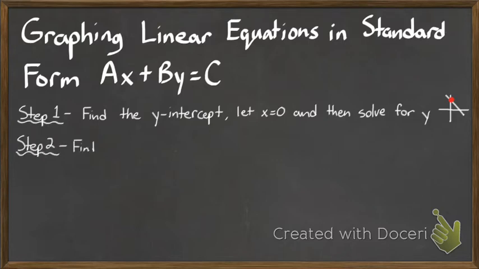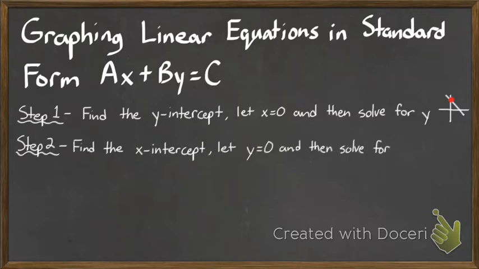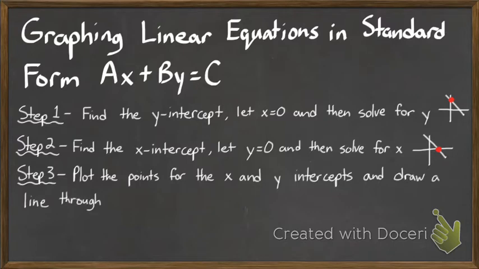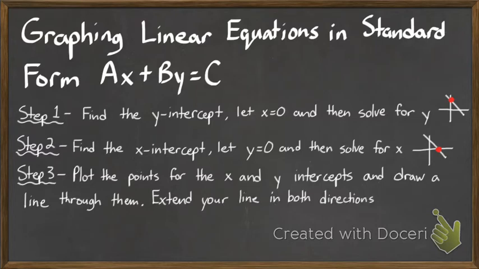Step 2. In step 2, what we're going to do is now find the x-intercept. So to do this, we let y equal 0, and then we're going to solve for x. So this is where it crosses the x-axis. Now in step 3, what you're going to do is plot the points that you've found for the x and y intercepts. And now that you have 2 points, you can draw a line through them. And then just extend your lines in both directions and add some arrows. And there you have it. A nice easy way to graph linear equations in standard form.